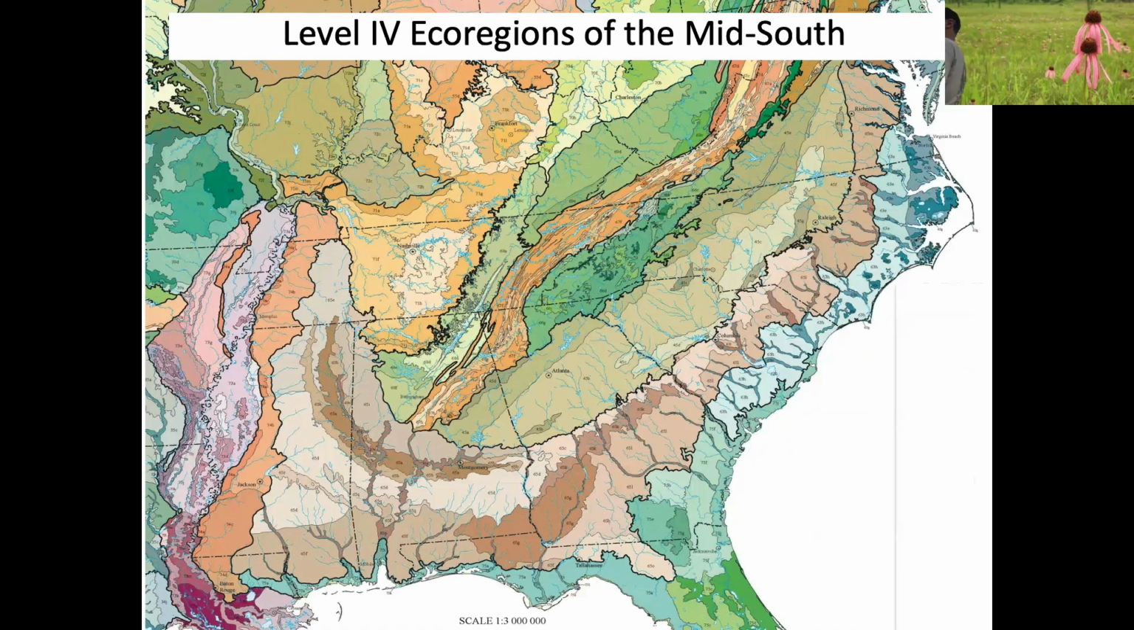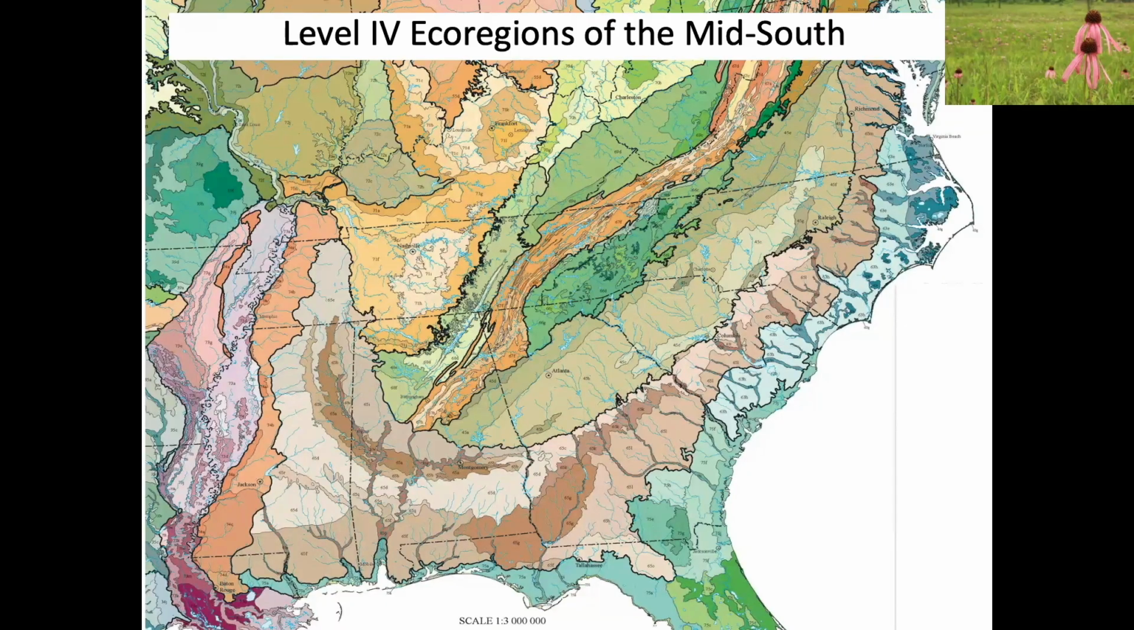That's a big level 4 ecoregion. But now look at this one. Here's one that's just this little dark green, right on the tops of the highest mountains of the Smokies. Very small, but they're both level 4 ecoregions. So you can have some that are large, some that are small.